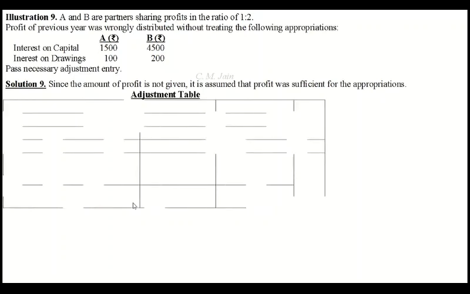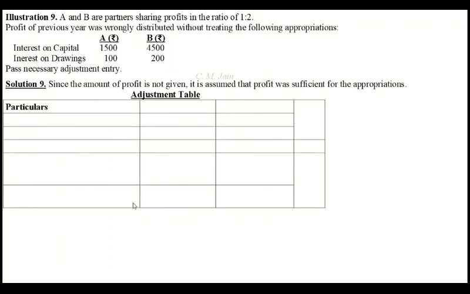Now make an adjustment table as visible on the screen. 4 columns. First column width will be maximum, around half page width for first column particulars. Then next 2 columns A and B, on left hand side write plus, on right hand side write minus for both. And then make another thin column at the end. Its purpose we'll discuss in a short while.